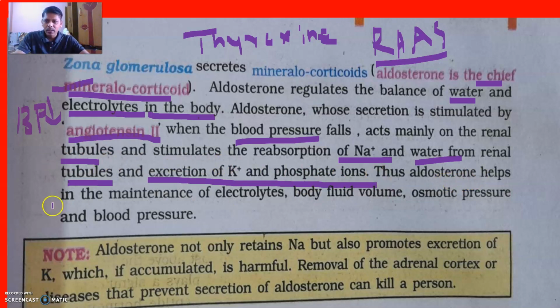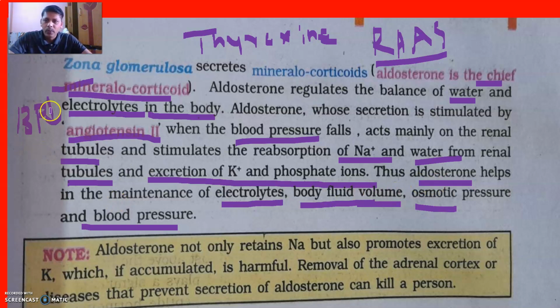And thus aldosterone helps in maintenance of electrolyte and body fluid volume, BP, and osmotic pressure. Blood pressure, body fluid volume, and electrolytes are maintained by aldosterone hormone. Aldosterone not only retains sodium but also promotes the excretion of potassium, which, if accumulated, is harmful. For example, if in one person the adrenal cortex is damaged and zona glomerulosa is not present, potassium builds up in the body.